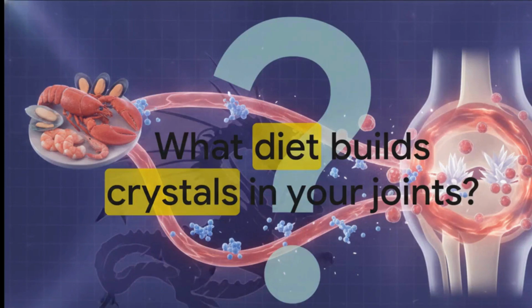We've journeyed all the way from a simple plate of seafood to the creation of uric acid, the building of a microscopic crystal, and the violent immune war that follows. So what does this all mean for us? What dietary choices could be quietly building microscopic crystals in your joints right now? Remember, 95% of hyperuricemia is totally asymptomatic. The dragon might just be sleeping, walled off by proteins, waiting for the exact right trigger.